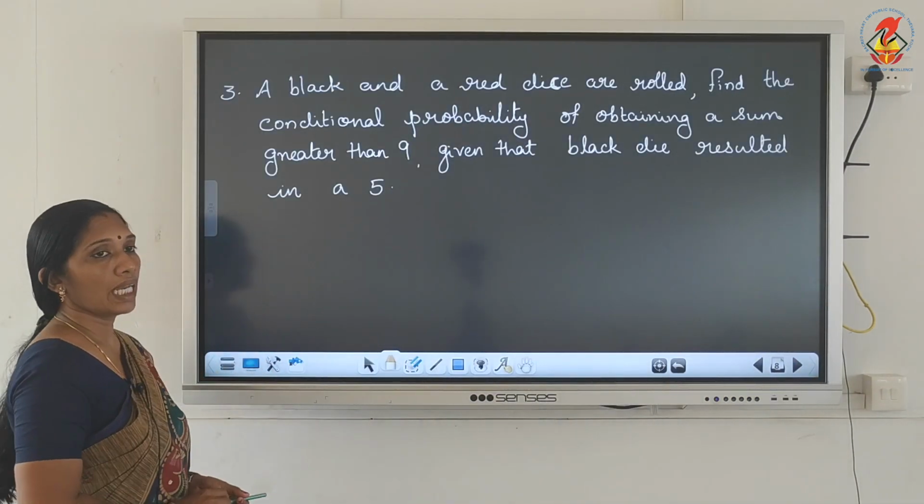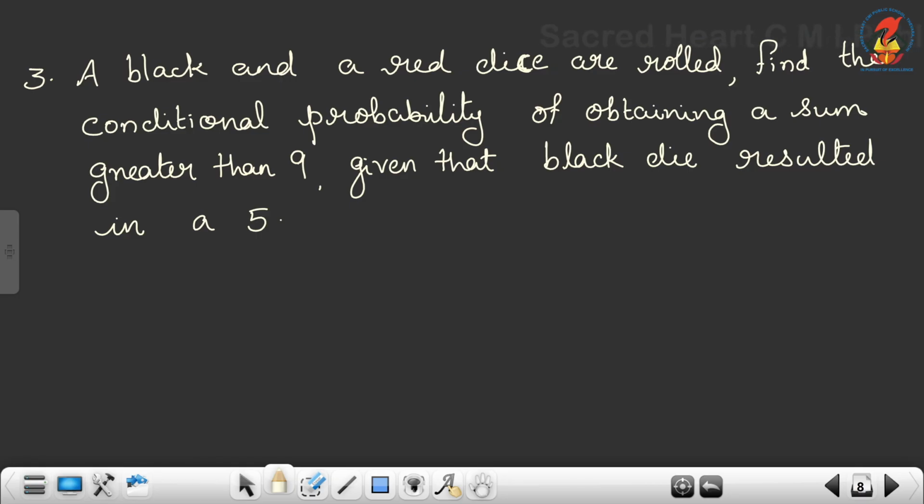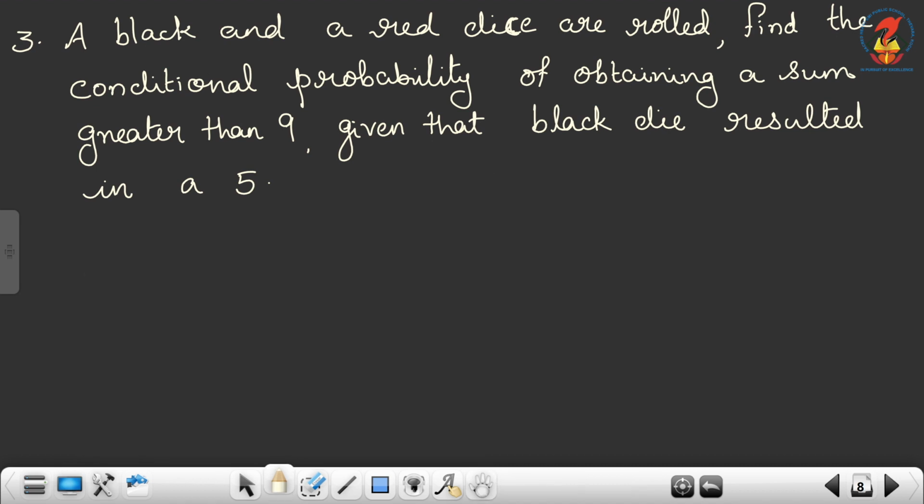The next one, a black and red die are rolled. Find the conditional probability of obtaining a sum greater than 9 given that the black die resulted in a 5. So, black and red dice are rolled, that is two dice rolled. What is the sample space? First we can write the sample space. The experiment is two dice are thrown. So when two dice are thrown, there are 36 outcomes.